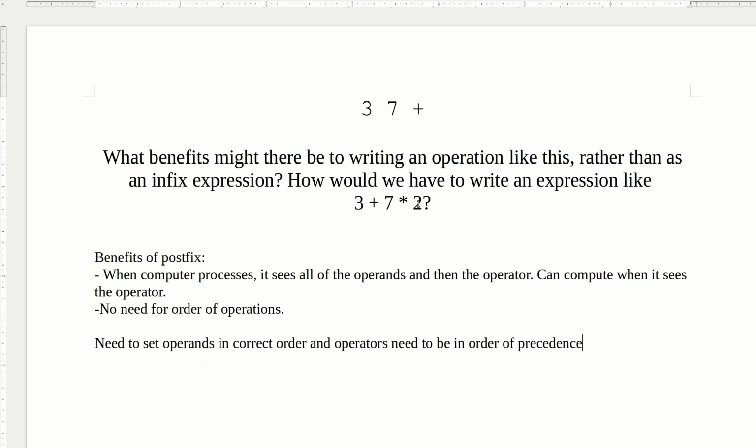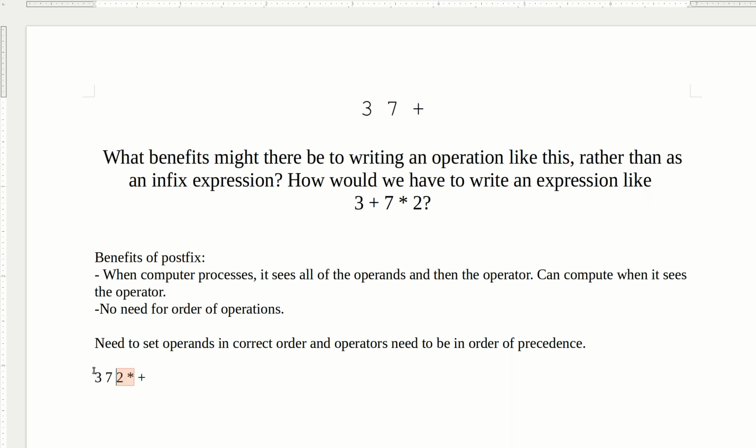So taking that example there, I won't step through the whole process. You'll get to do that in a little bit. But taking that example of 3 plus 7 times 2, one way that it could be validly represented is to have 3, 7, 2, all of the operands. Then we see the multiplication. Then we see the addition.